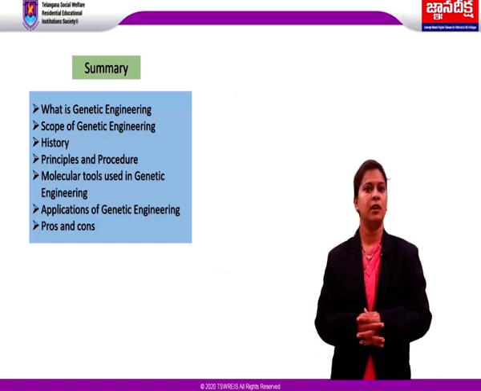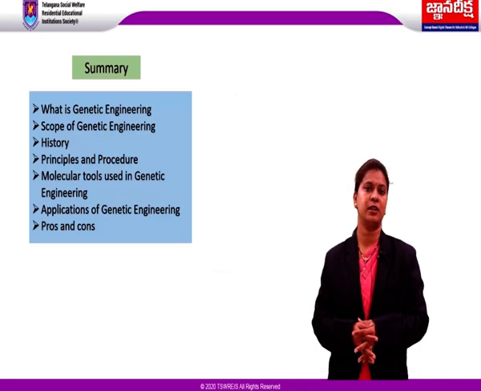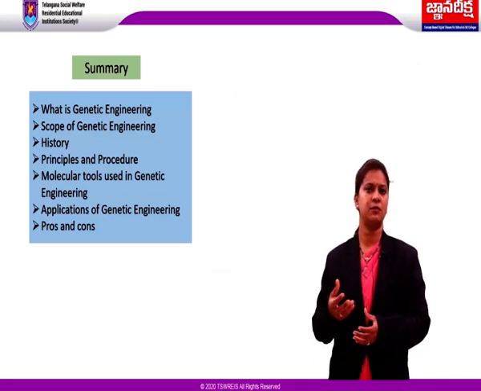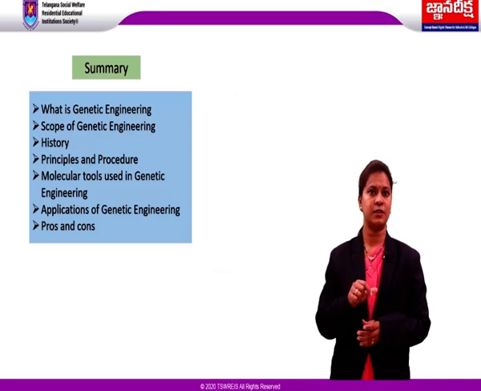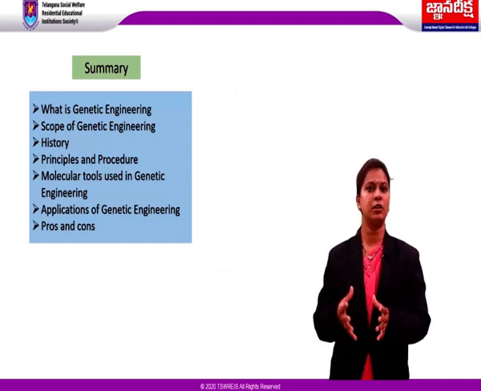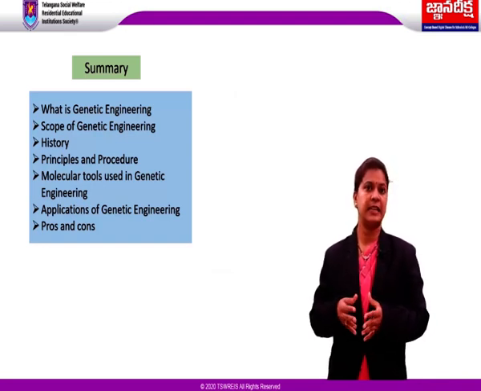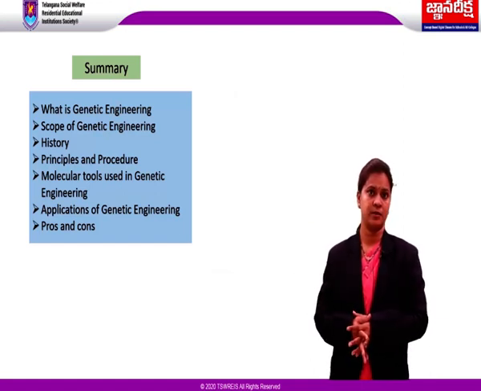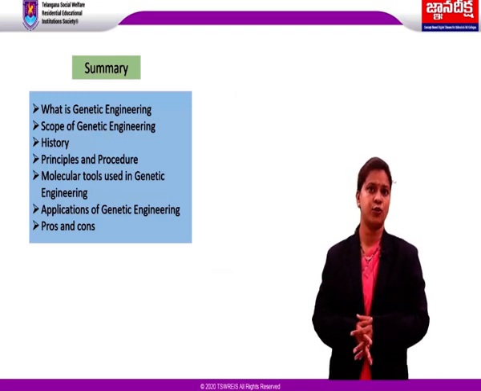We have seen the scope of genetic engineering. There is a very good scope for genetic engineering graduates. They are in good demand by government and private sectors. We have seen about the history. Then principles and procedure: there are five different steps in the principle, including identification and separation of the gene of interest, insertion of this gene into the vector, and introducing this vector into the host cell. Coming to the molecular tools used in genetic engineering, we have seen the enzymes, that is restriction endonucleases and DNA ligases. We have talked about different types of vectors, how they are useful, how they carry our gene of interest, and what the host cell does there.